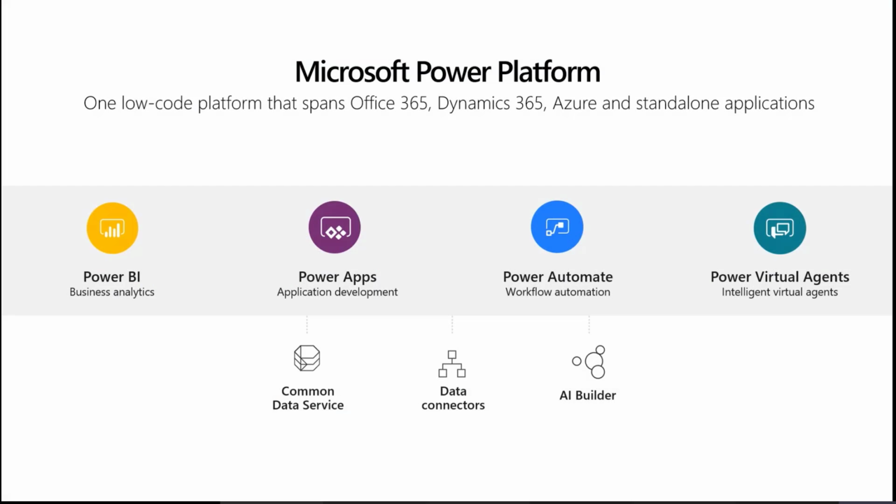So we will now dive into Power Platform, and this is one of my favorite products in Microsoft. Power Platform is a low-code platform that spans Office 365, Dynamics 365, Azure, and standalone applications. But it's basically made out of 4 major applications. Power BI, which is for business analytics, Power Apps, which is for application development, and we'll get to that in a second. Power Automate, which is basically used for orchestrating, for automating data exchange between entities, between tables, between applications. And then Power Virtual Agents, which goes into chatbots, into automated agents that answer different questions based on some patterns and some predefined questions.